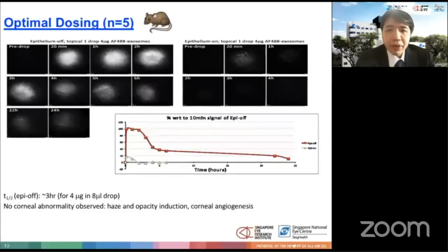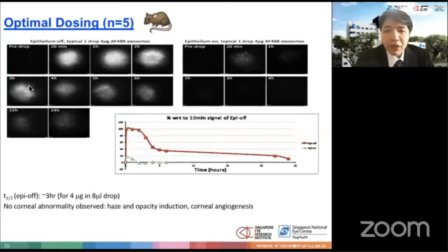The first step is to evaluate the optimal dosing frequency for topical exosomes. Alexa Fluor labeled exosomes were topically applied to normal rat corneas in epithelium-on versus epithelium-off models. For distribution and dosage intensity studies, confocal laser ophthalmoscopy was used to assess the time-lapse tracing of labeled exosomes.